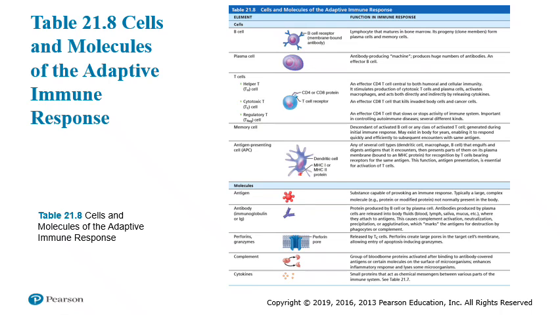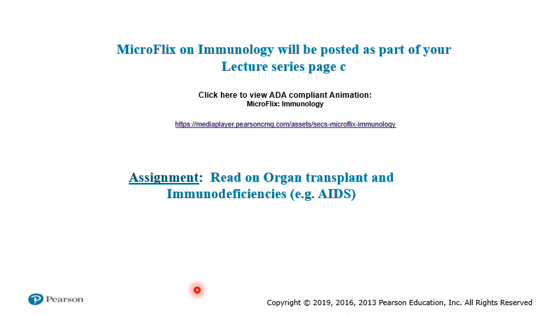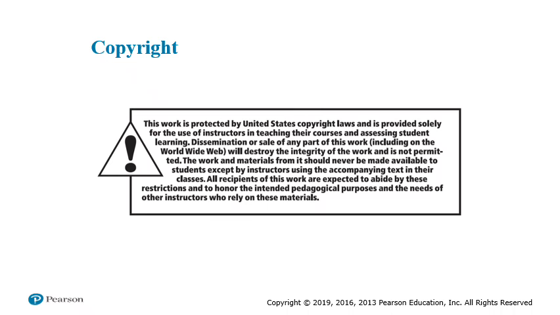Here's another table for you to use for your reviews, guys. I could see this, okay, and you need to read on organ transplant and immunodeficiencies. Examples of this will be your AIDS. I am not going to be discussing this anymore, but they are in your textbook. Read them because I will include them in your test. That's it for this particular part, and we are now finished with our chapter on the immune response.